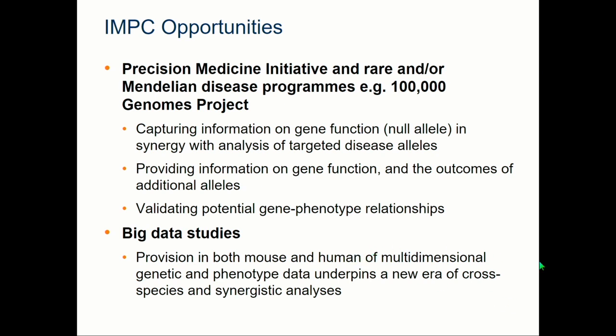And what we're finding more and more is we're starting to collaborate on big data studies. So we're producing this really big genotype to phenotype data set in mouse. Other people are performing disease sequencing and producing the same genotype to phenotype data sets in human, such as the 100,000 Genomes Project and UK Biobank. And by putting these data sets together, there's a lot of potential for machine learning.